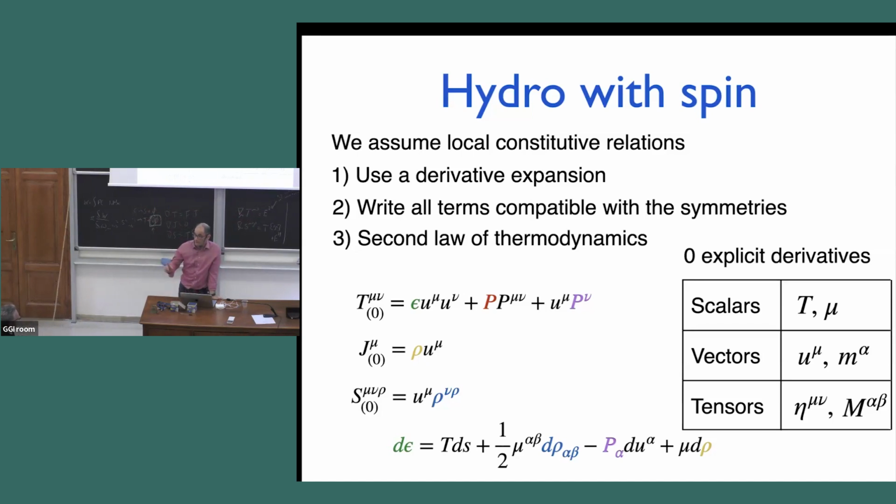Yes, but it's equivalent. Yes, but now you project it orthogonal to the velocity. What I meant was that the equations we get are equivalent to saying that the spin potential is equal to the thermal vorticity. This is what I meant. It's equivalent. Okay, point taken.